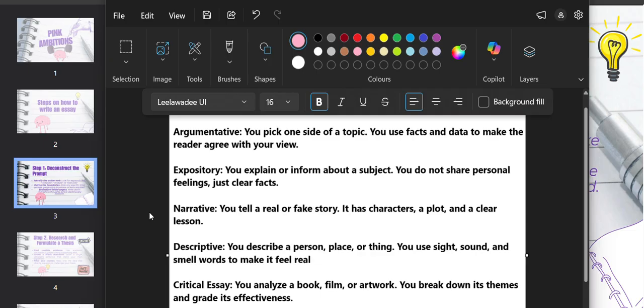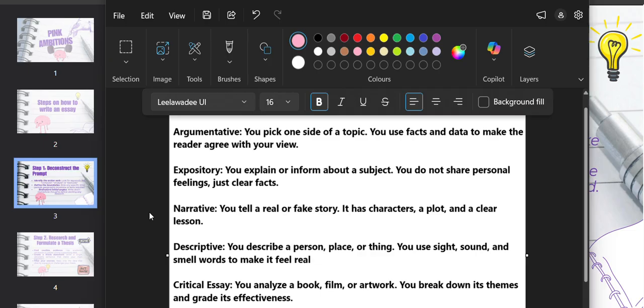Then we have the narrative essay, where you tell a fake or real story that has characters, a plot, and a clear lesson at the end. Basically, all of your novels are narrative. You're basically writing a mini novel in just 2 or 3 pages. It has a setting and a plot, characters and all of that.